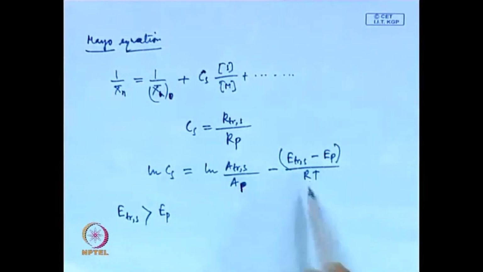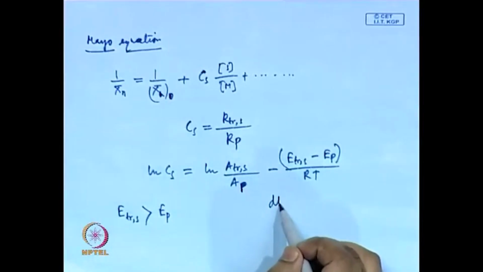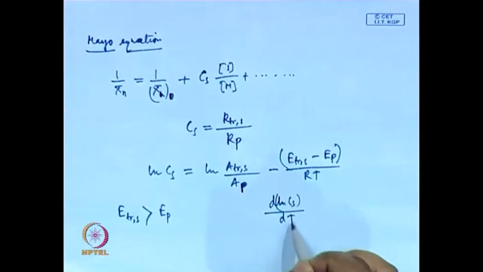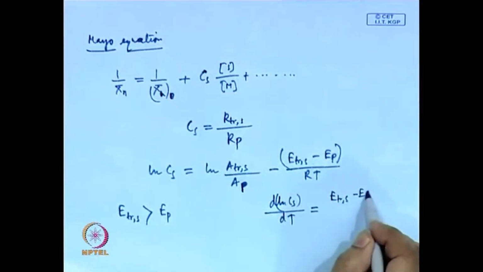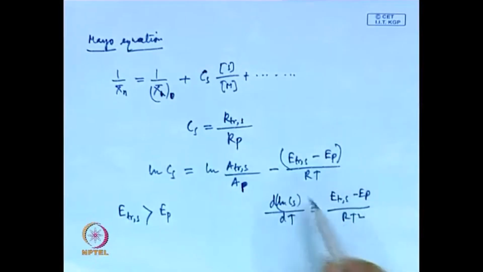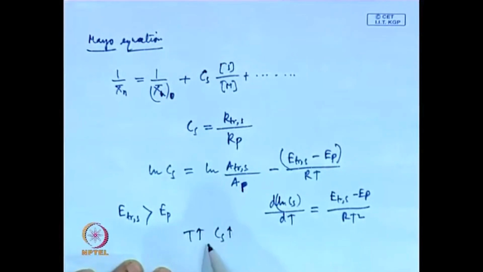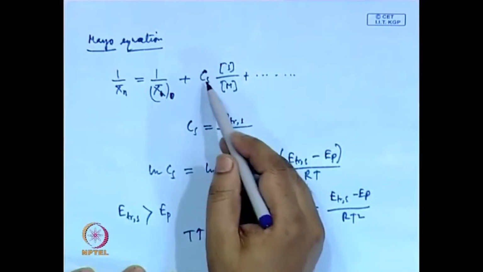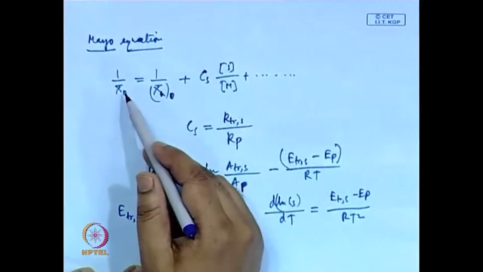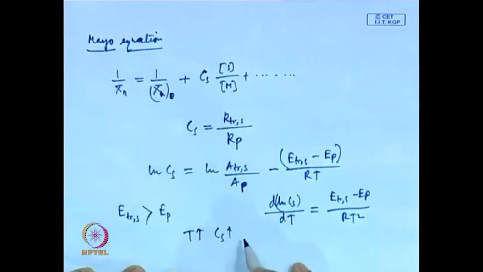From this expression, you can write the other expressions similar to the earlier ones, which gives you E transfer S minus E p by R T square. From this expression you can clearly see that if temperature goes up, the transfer constant goes up, and if this transfer constant goes up, what will happen? Molecular weight will further come down.